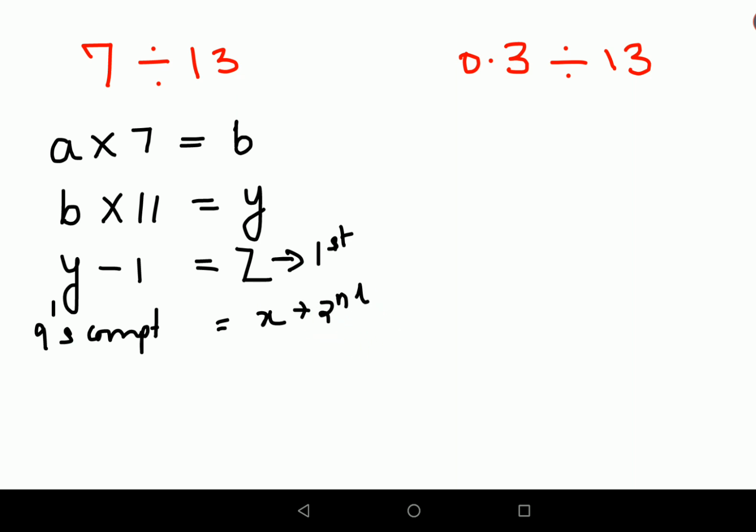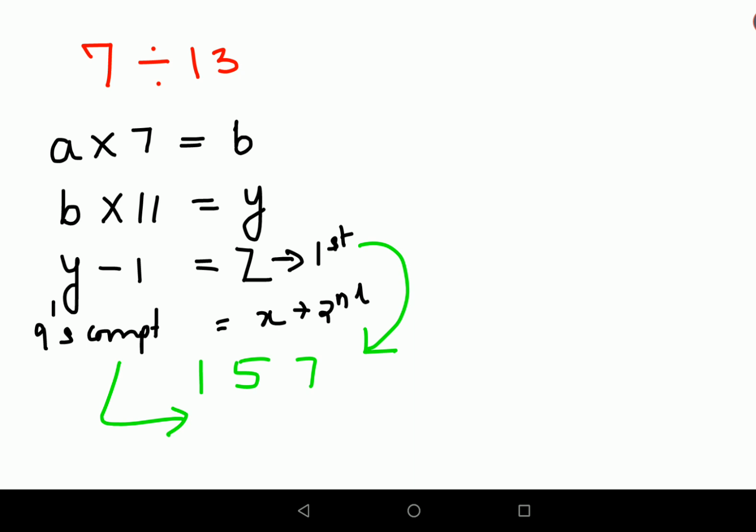Now all of you must be wondering what is 9's complement. Let's erase this as of now, I will do this later. See, let's say you had 157 as the first part of your answer, then your 9's complement would be what? How many do you need to add to 1 to get a 9? That is 8. How many do you need to add to 5 to get 9? That gets you 4. How many do you need to add to 7 to get a 9? That is 2. So this is your 9's complement. I hope you have all understood this.